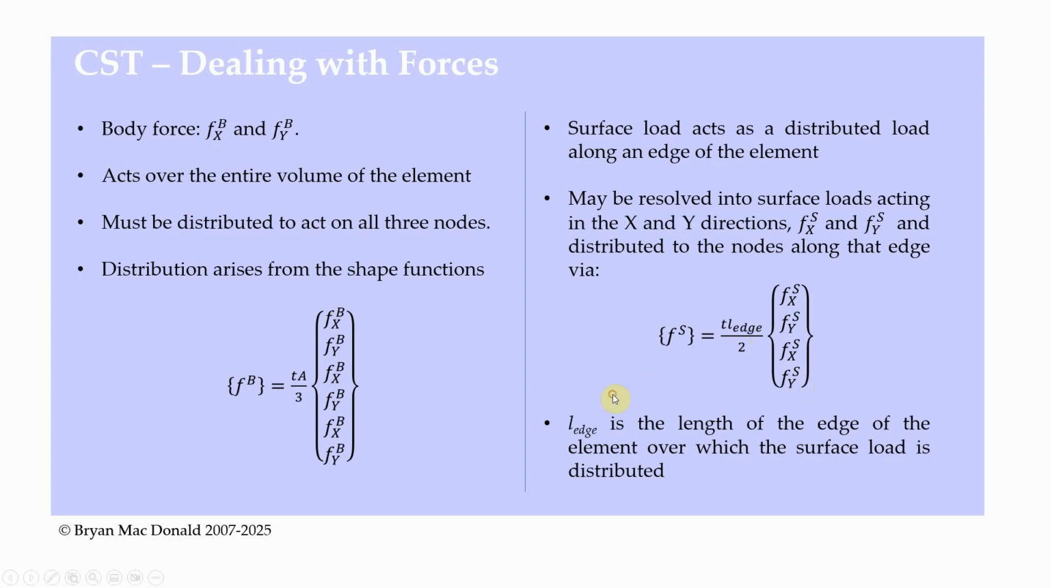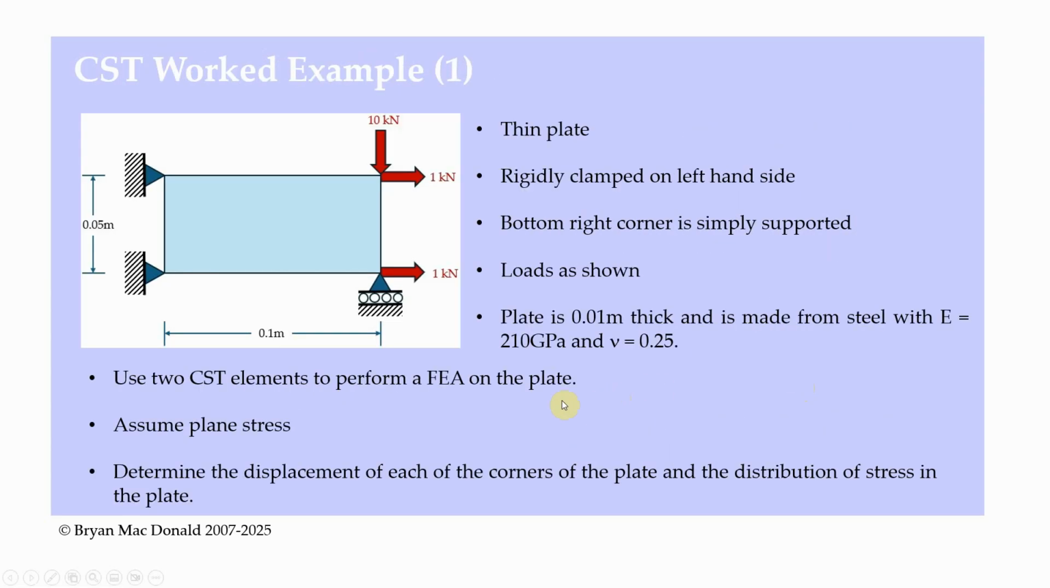Okay, so let's just look at a worked example to bring some of that together. Okay, so here we're told we have a thin plate. It's rigidly clamped on its left-hand side, so this side here can't move. The bottom right corner is simply supported. So over here, this corner is not allowed to move up and down, but it is allowed to move left and right.